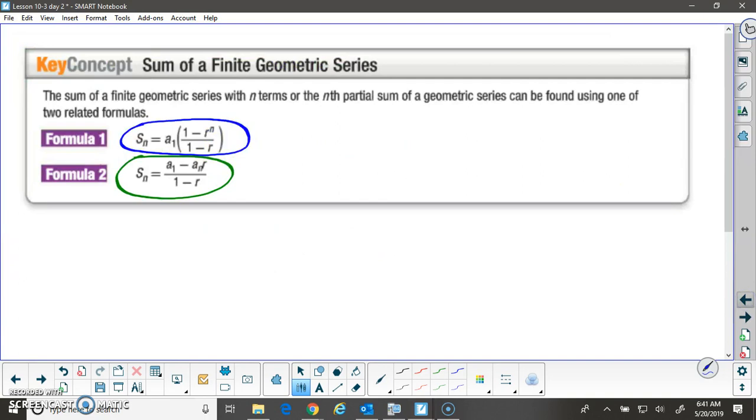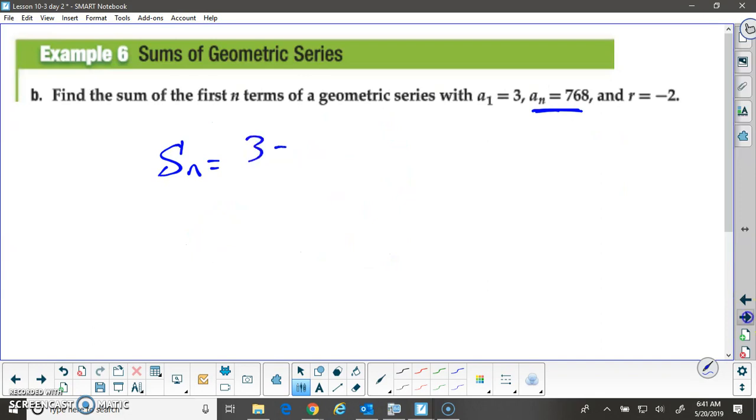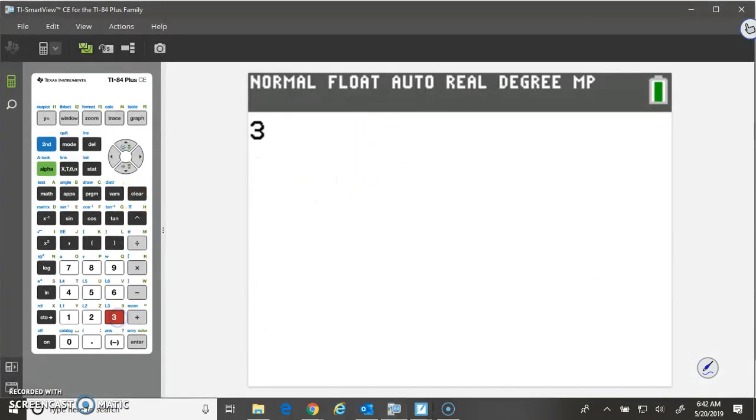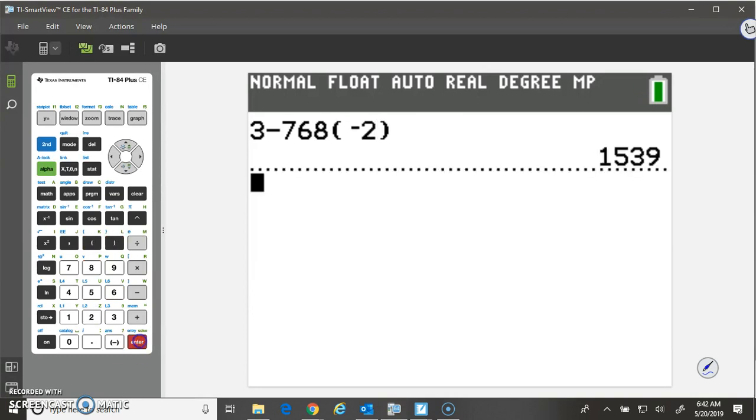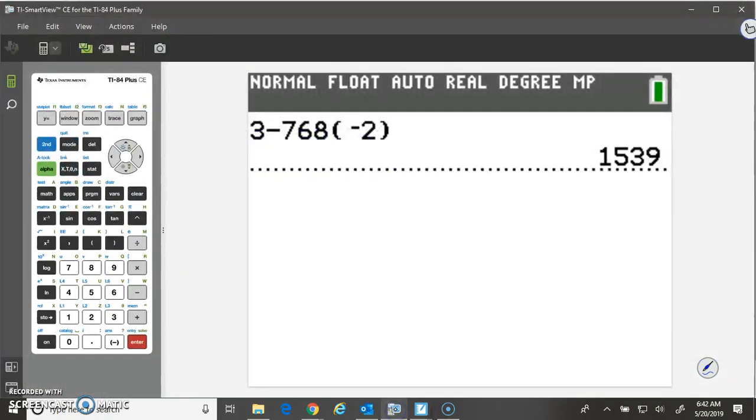And so the formula says to take the first term, subtract the last term times r. We can see our first term is 3. Subtract your last term, 768 times r. So there's your numerator. And then on the bottom we have 1 minus r, which in this case is 1 minus a -2. So if we do that, we get our numerator to be 1539. Our denominator would be 1 plus 2, which is 3. So if we divide that by 3, we get 513.